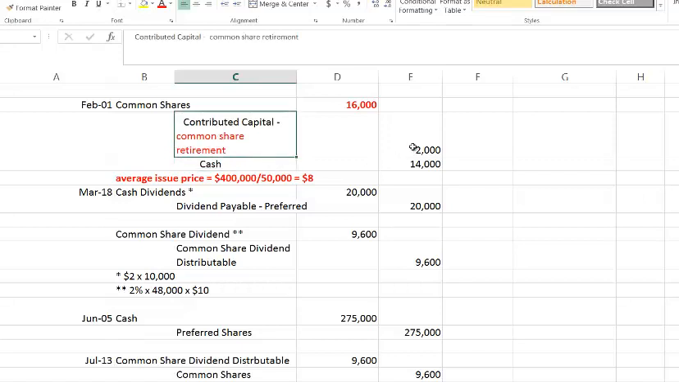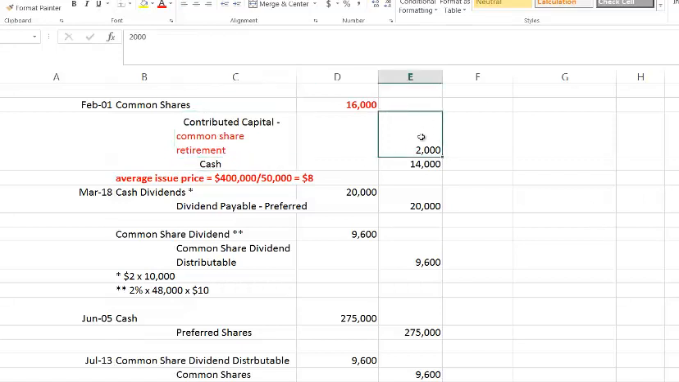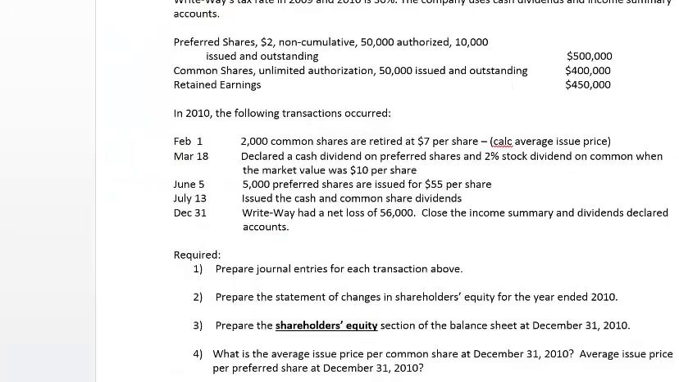So make sure it says common shares, and it's going to be for the amount that you need to plug the hole there, which is 2,000 to balance the entry. We also know here, if we go back to our question, that on March the 18th, we declared a cash dividend on the preferred shares. And again, we have 10,000 preferreds at $2 a share, so that's going to be 20,000.